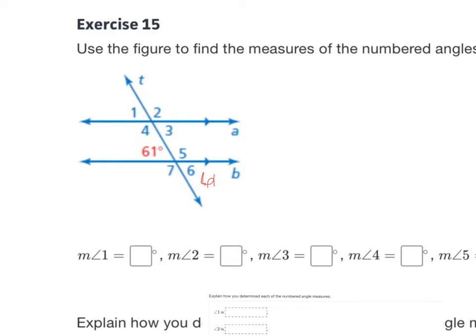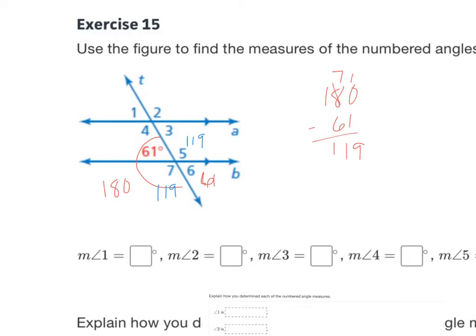To figure out number 7, we know that together that has to equal 180. So you do 180 minus 61. We have to borrow. We get 119. And that tells me that 5 is 119, 7 is 119.